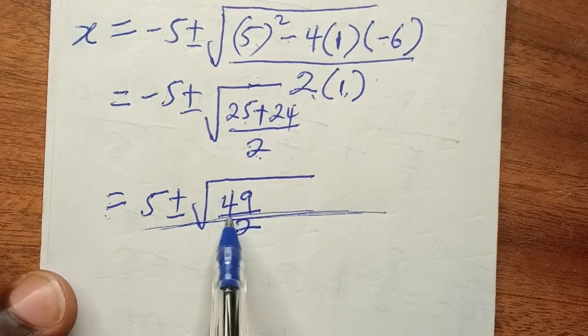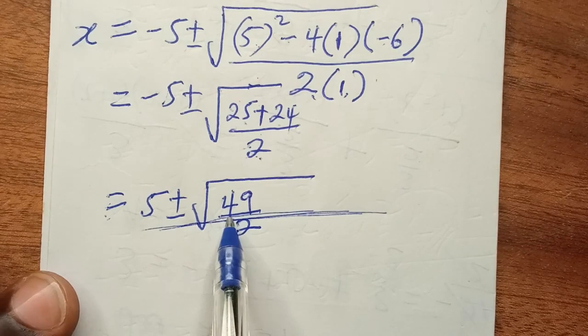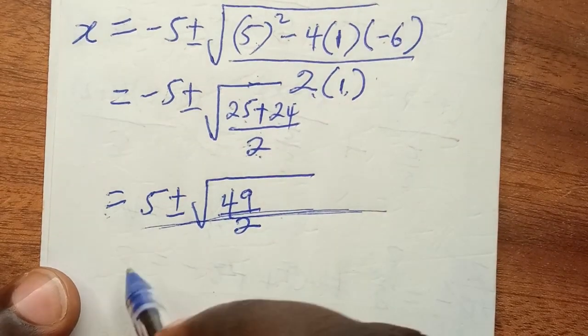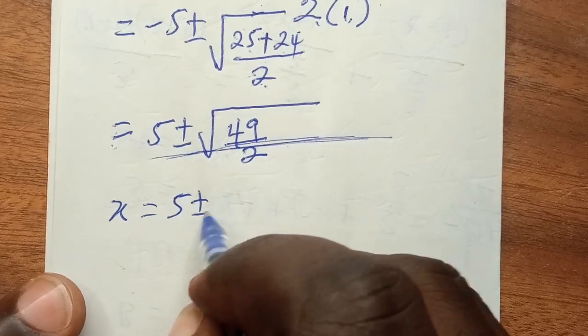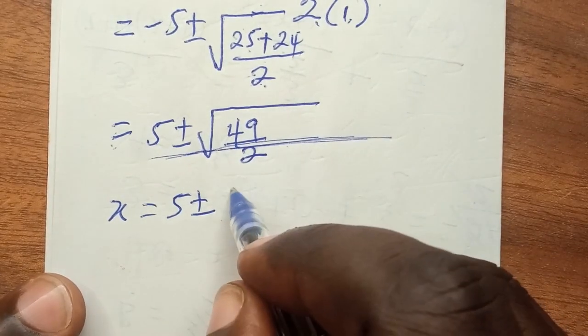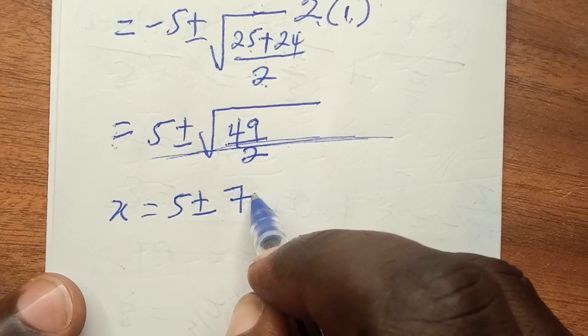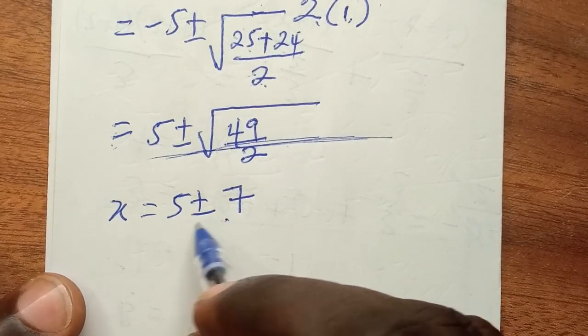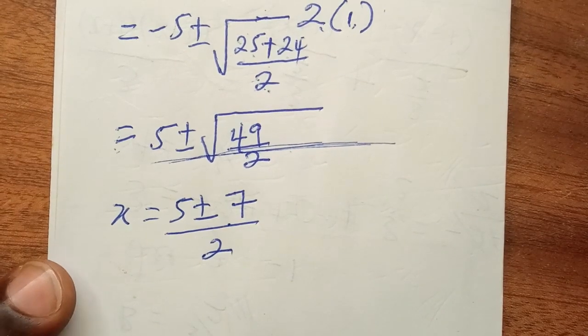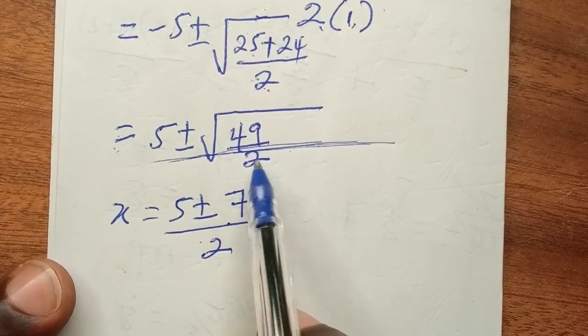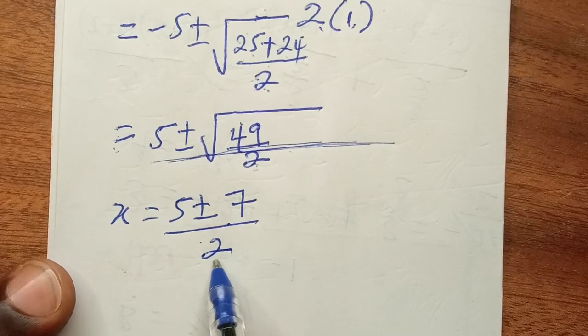So what is the square root of 49? It is 7 divided by 2. It means that x will be equal to 5 plus or minus the square root of 49, which is 7, now divided by 2, as you can see here. So remember this, don't root this 2. So it is divided by 2.